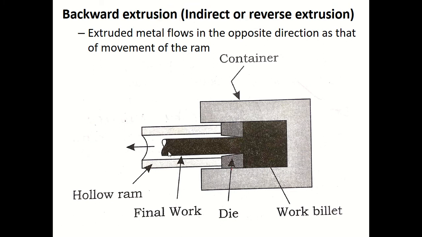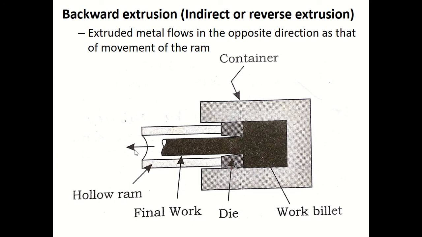You can see that this is a hollow ram. Here the billet in the container remains stationary, and the ram or plunger houses the die within it. You can see that the extruded metal comes out through the hollow plunger.